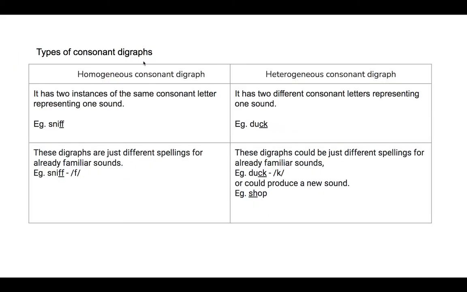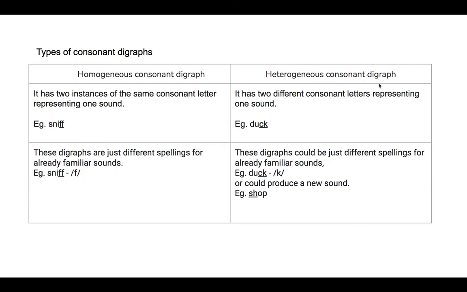Types of consonant digraphs. Homogeneous consonant digraphs have two instances of the same consonant letter representing one sound. For example, sniff. These digraphs are just different spellings for already familiar sounds. In this example, though there are two instances of the letter F, it makes only one sound F.